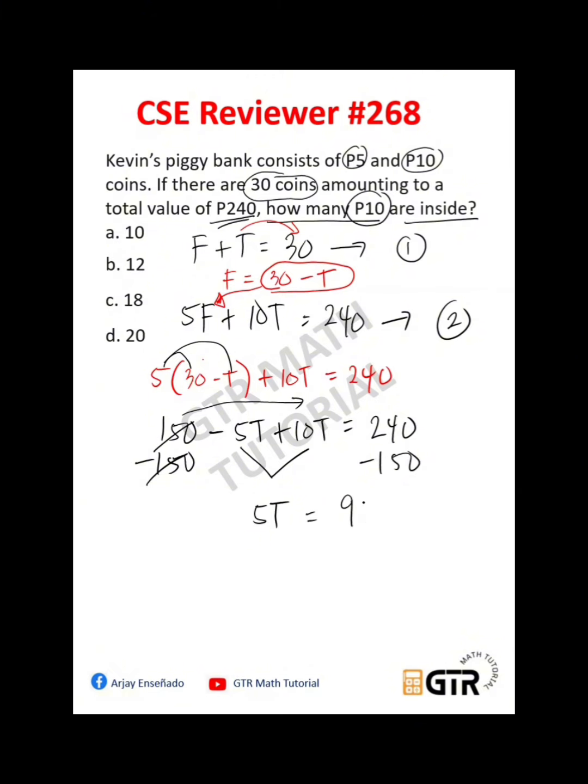Just copy the 0. And then divide both sides by 5. If we divide this, the answer will be 18, since 18 times 5 is 90. So the number of 10 pesos is letter C, 18.